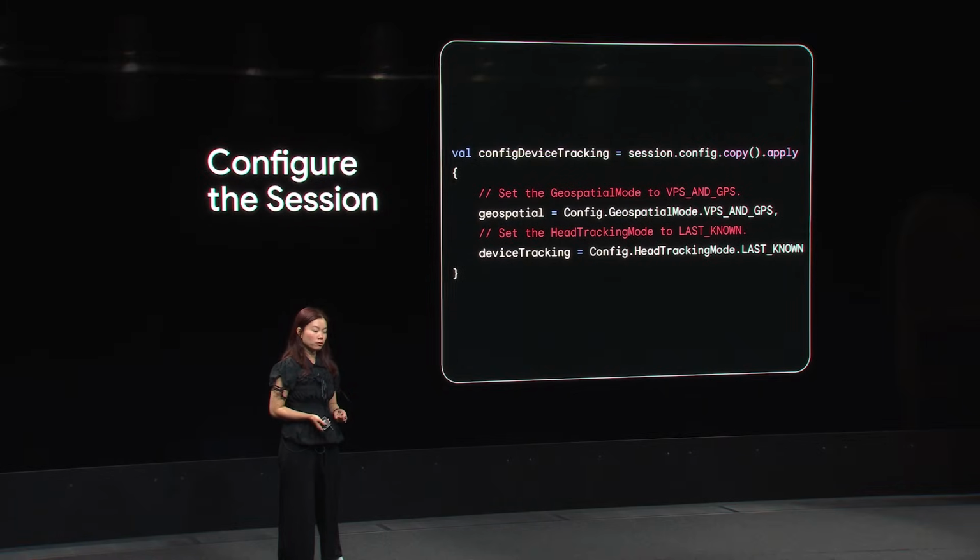Similar to the motion tracking API, to enable geospatial features, configure your session by setting the geospatial mode to VPS and GPS, and the head tracking mode to last known. This tells the system to leverage visual data, GPS, and device tracking.